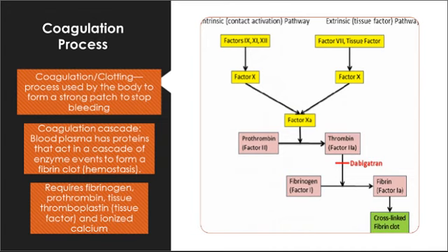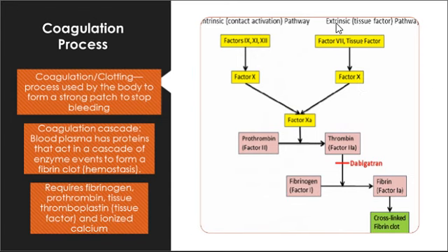I know we've been over it and you've heard it in the past. Coagulation is the process of changing the circulating substances in the blood into a gel to plug the leaking vessel. The process is used by the body to form a strong patch, a cascade. Blood plasma has proteins that act in the cascade of enzyme events to form a fibrin clot. All the way down here, you need fibrinogen, prothrombin, tissue thromboplastin or tissue factor, and ionized calcium. Calcium is used throughout the process in multiple things.